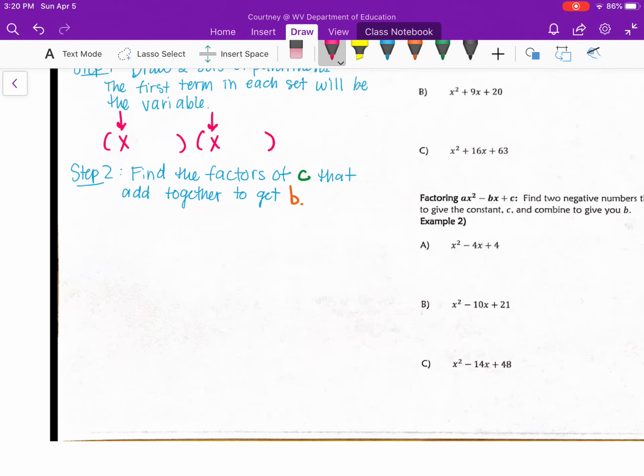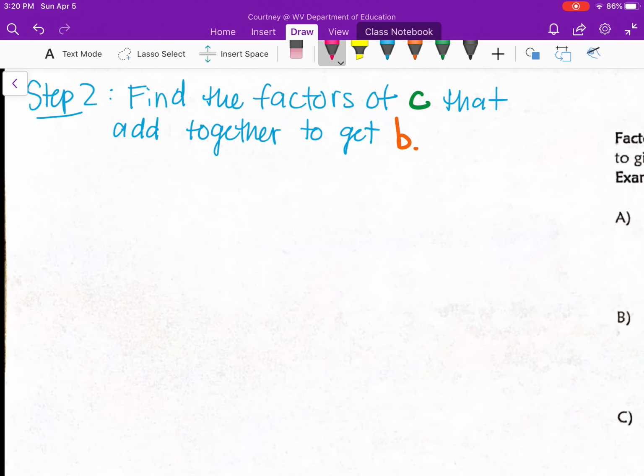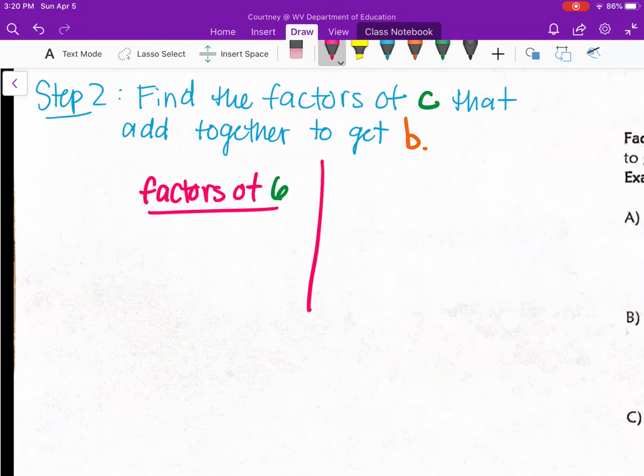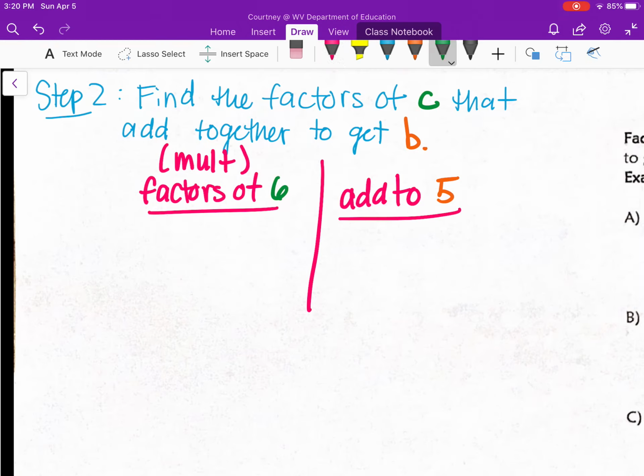All right, so what do factors mean? Over here I'm going to write the factors of c. My c was 6. And on the other side I'm going to write add to 5. All right, so factors means multiplying. Remember? So what multiplies to get 6 that also adds to get 5?